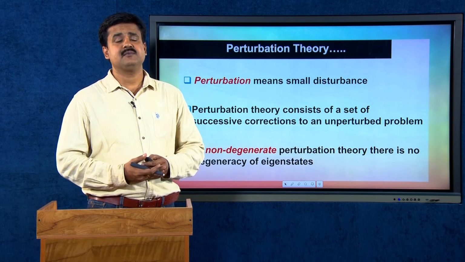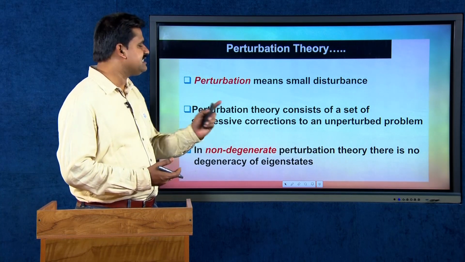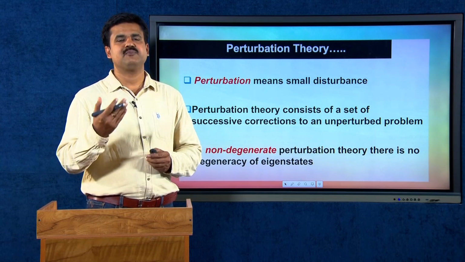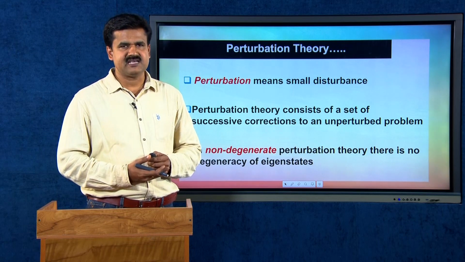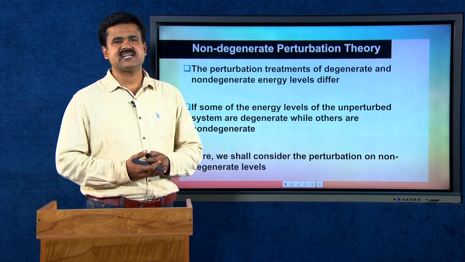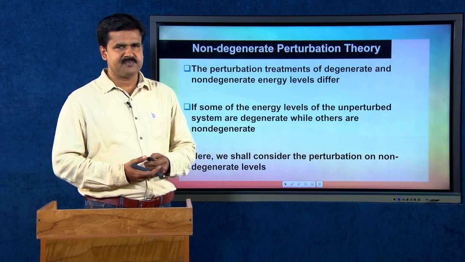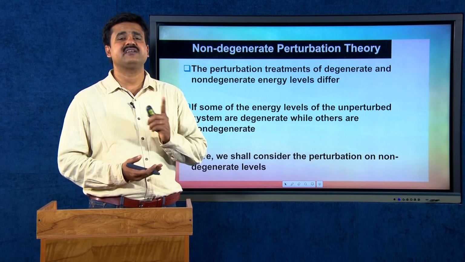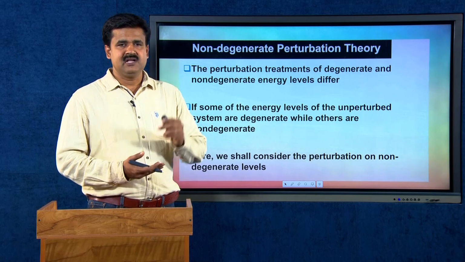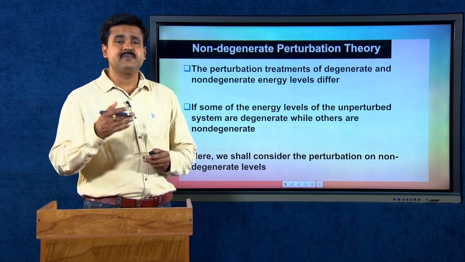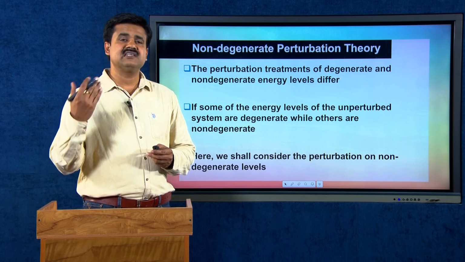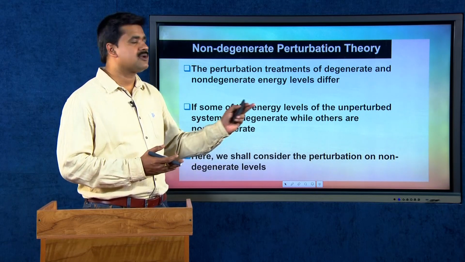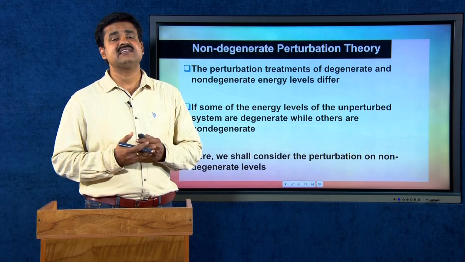In non-degenerate perturbation theory, there is no degeneracy of eigenstate. It is very important. Non-degenerate perturbation theory is very popular compared with the degenerate perturbation theory. The significance is because the perturbation treatment of degenerate and non-degenerate energy levels is quite different. If some of the energy levels of the unperturbed system are degenerate, others may be non-degenerate. In non-degenerate perturbation theory, we shall consider perturbation on non-degenerate energy levels only.